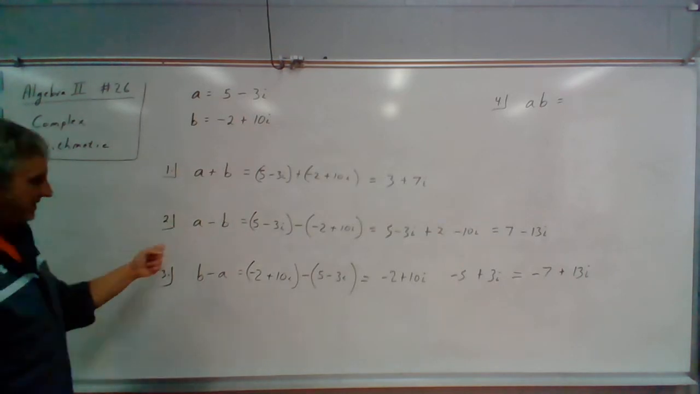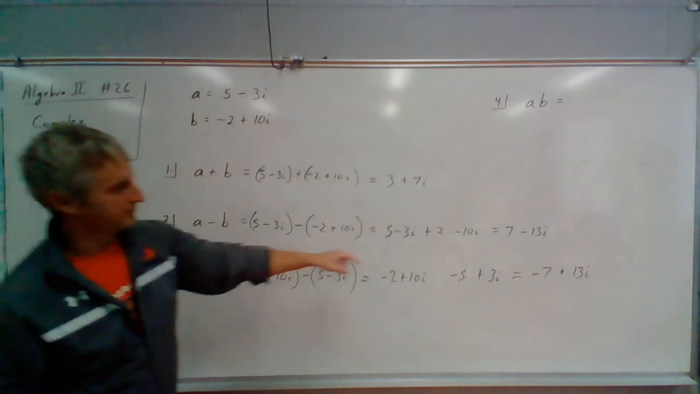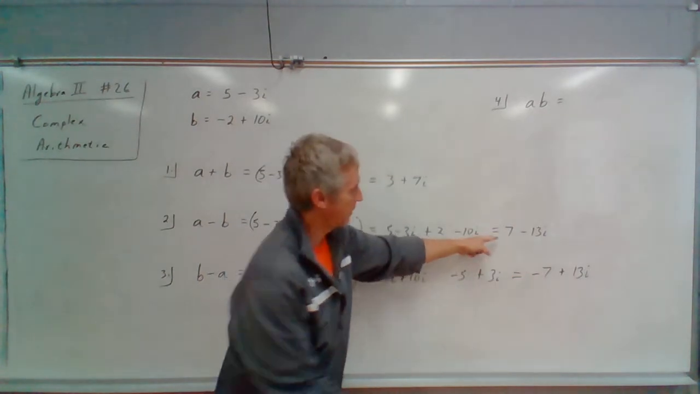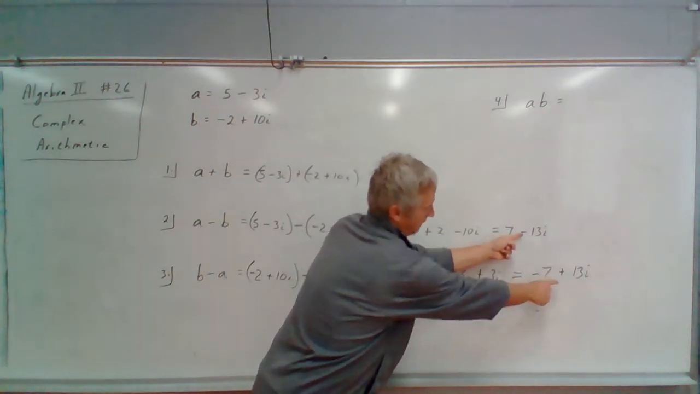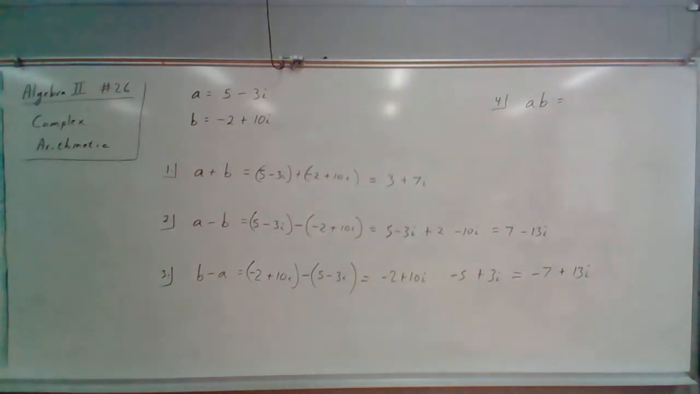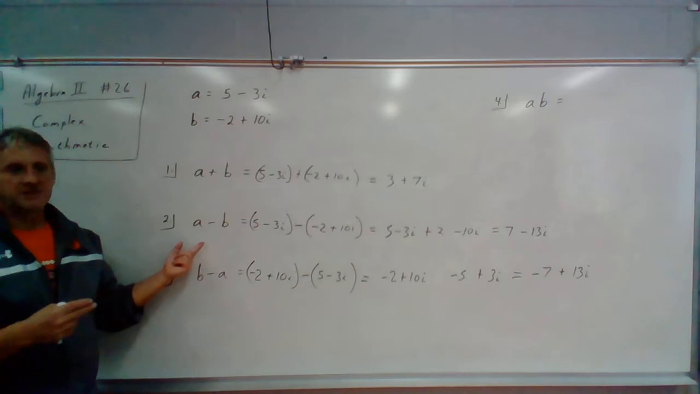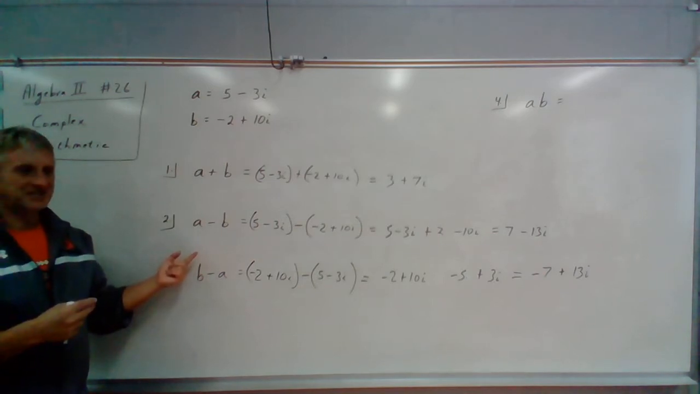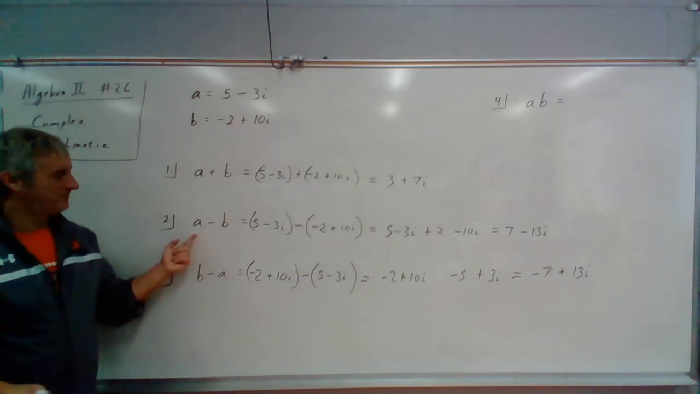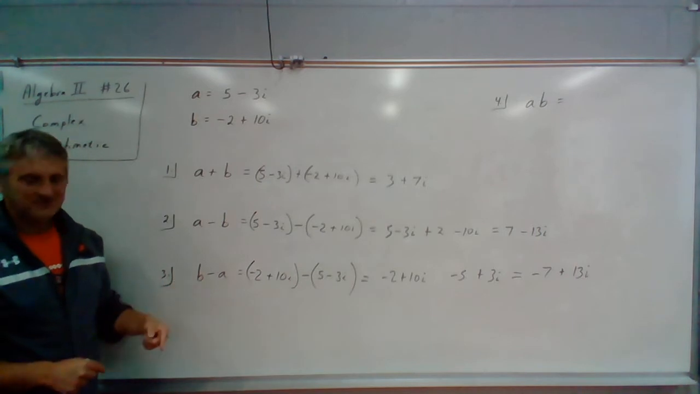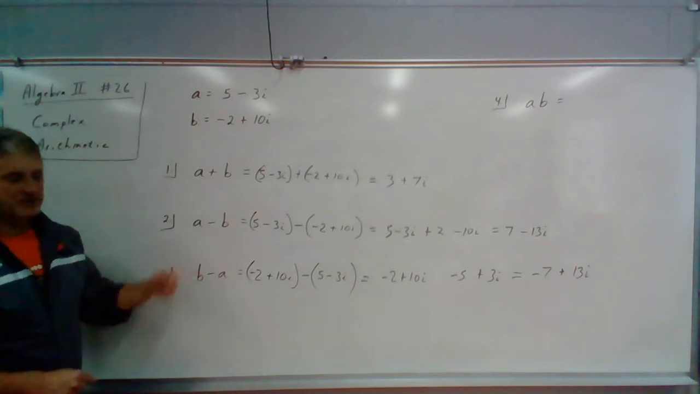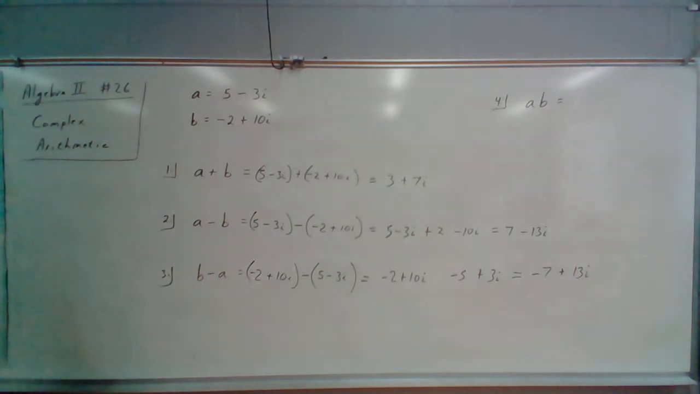Notice that A minus B and B minus A are opposites. Notice the signs are exactly opposite: 7, negative 13 and negative 7, plus 13. And that's the way it should be. Because, for instance, if I do 5 minus 3, I get 2. If I do 3 minus 5, I get negative 2. So if you subtract in different orders, you should get the opposite.